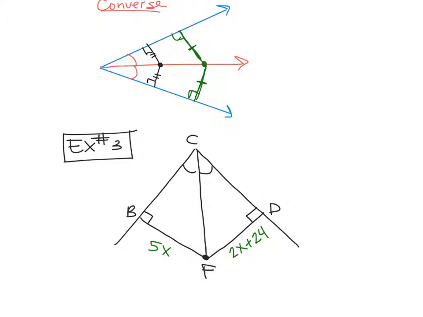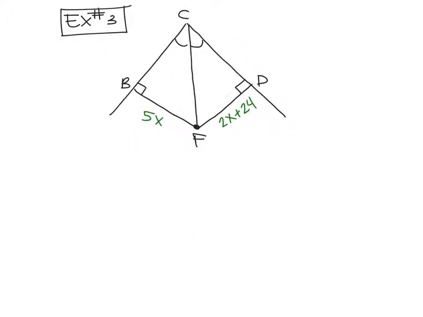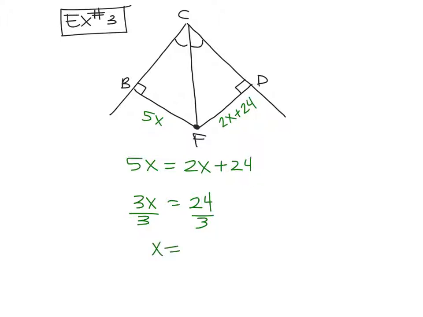You just have to identify that those are going to be congruent, so what do you do with them? You solve by setting them equal. When in doubt, set them equal. So we're gonna say 5x equals 2x plus 24. So take away your 2x, you get 3x equals 24, divide by 3, and you get x equals 8.